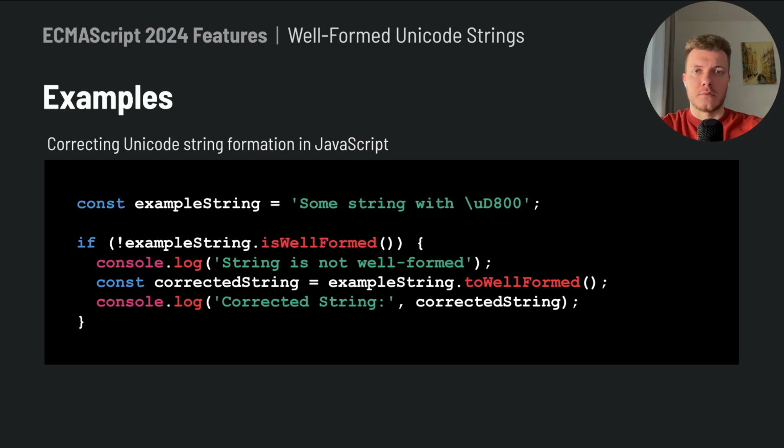If found ill-formed, toWellFormed provides a straightforward correction mechanism. This replaces any problematic sequences, ensuring the string is compliant with Unicode standards. Such functionality is crucial for applications dealing with internationalization and data transactions. By facilitating these corrections, we enhance JavaScript's reliability in global applications.